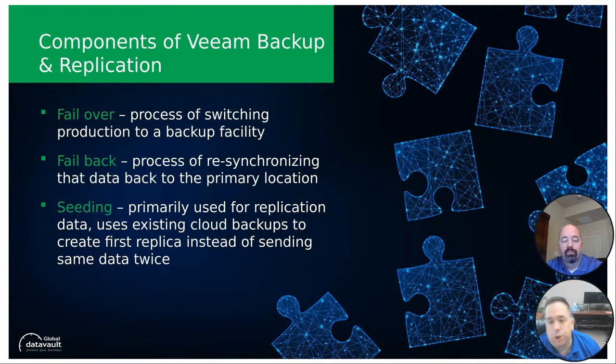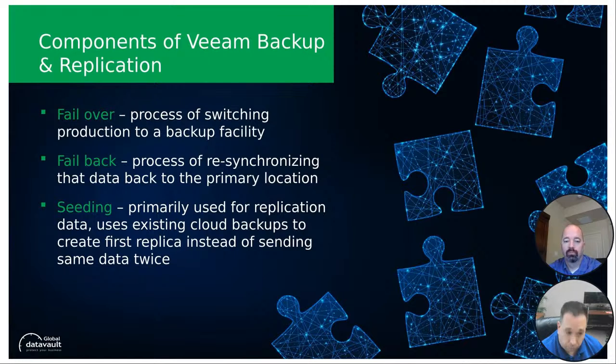So the seeding portion is normally what we primarily use for replication data. What I mean by that is that we already have your cloud backups on the Global Data Vault side. There's no point in sending the data to us twice. So we have an option in the replication job to choose the replication seeding option. Then we can go in and specify your cloud repository on the Global Data Vault side, and it will seed your replicas from the Cloud Connect data on the Global Data Vault side, instead of sending that data over the internet twice.